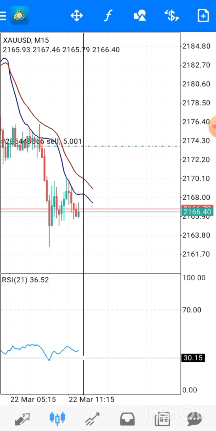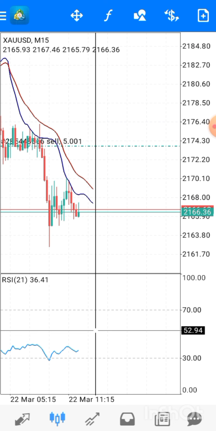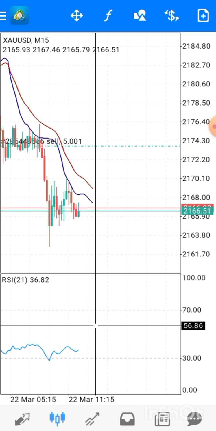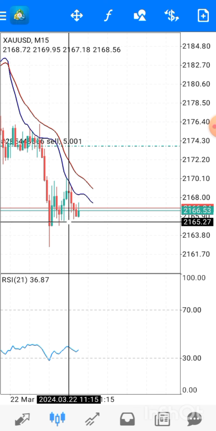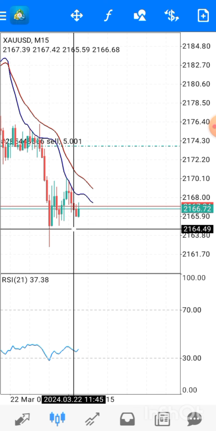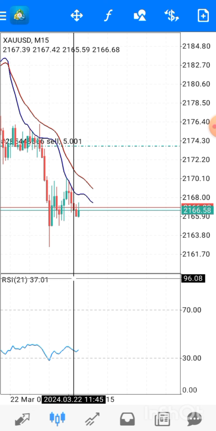What will make me close this trade is if the RSI is moving or heading above 50, then I realize the trend might be changing anytime soon. But for now, as you can see right here, it's still ranging, and I believe after a little bit of consolidation, this candle will still fall.